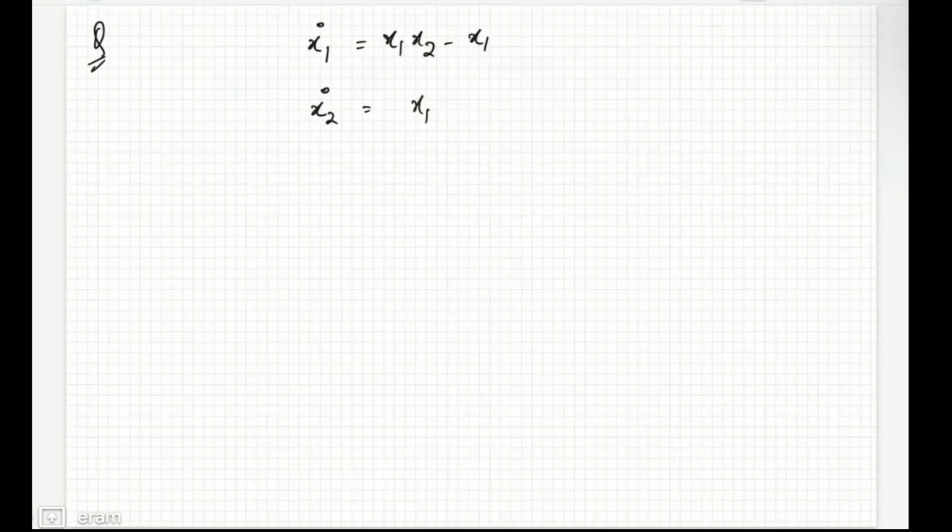Okay, one last question for today. Consider a second order system where the dynamics is x1 dot as x1 x2 minus x1, and x2 dot is given as x1 cos pi by 2 x2. Find all the critical points or the equilibrium points for this system.